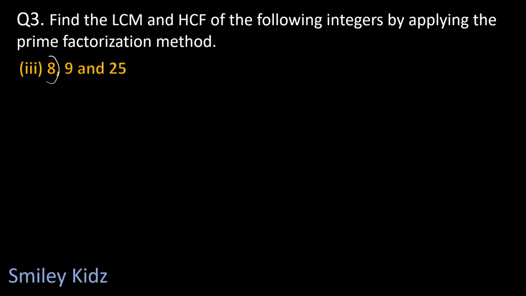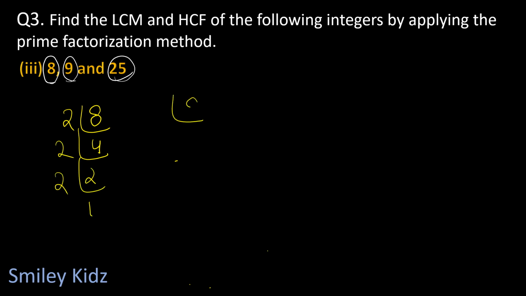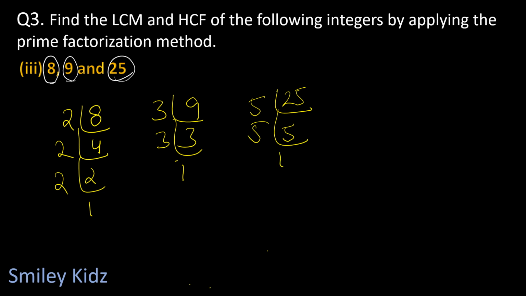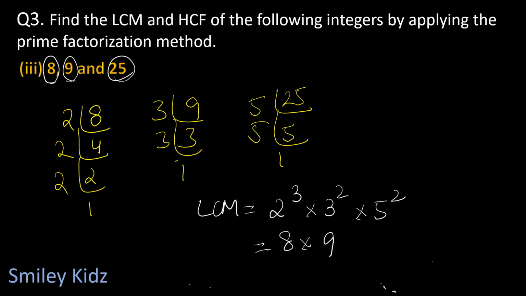Then we have the next one, 8, 9, 25. Let's check this out. 8, 2 times 4, 2 times 2 and 2 times 1. 9, 3 times 3 and 3 times 1. 25, 5 times 5 and 5 times 1. Now, LCM will be equal to 2 cube times 3 square times 5 square, isn't it? 8 times 9 times 25. Now 72 times 25, which is 1800, isn't it?